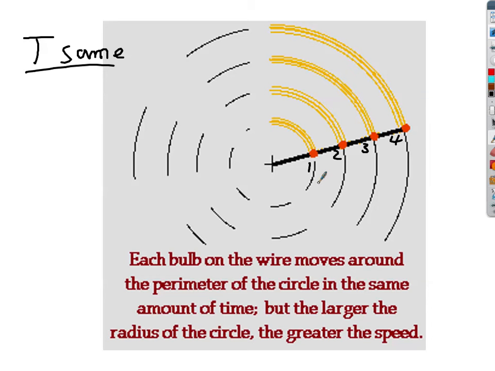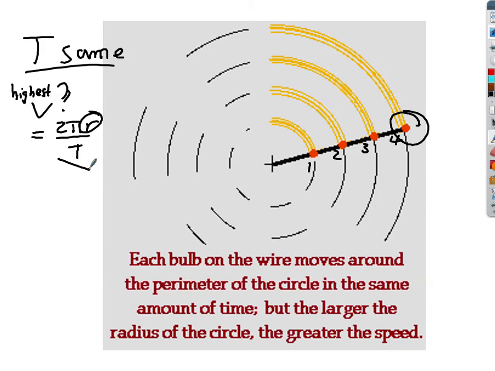But then we could ask, which object will have the highest velocity? That would be the outside object, because it has the greatest distance it has to cover in the same amount of time as the other ones. Remember, this is 2 pi r over t. It has the greatest radius. Same t, same period, but the greatest radius. So the farther the object is out, the greater the velocity is.